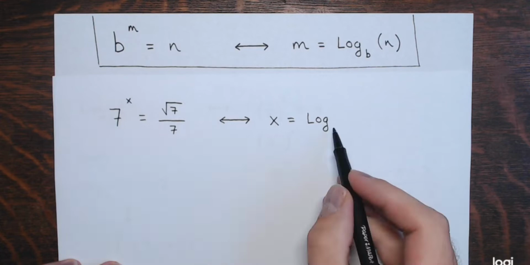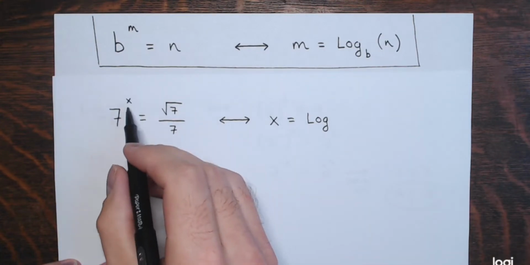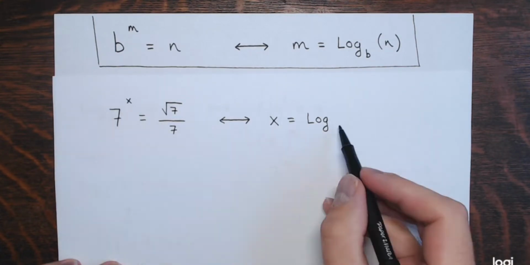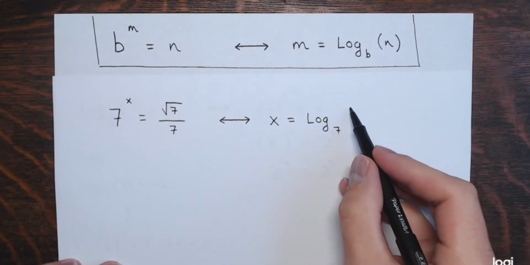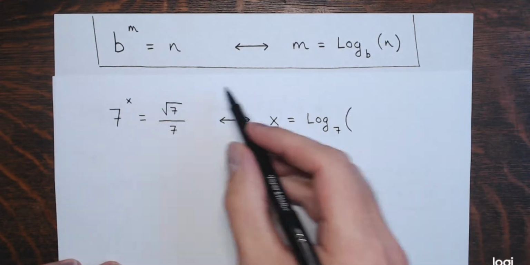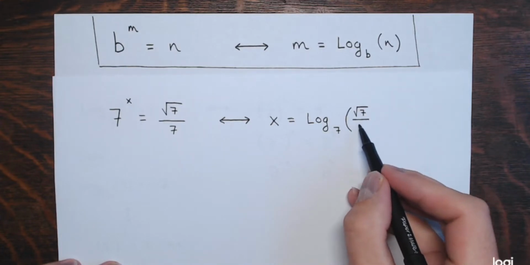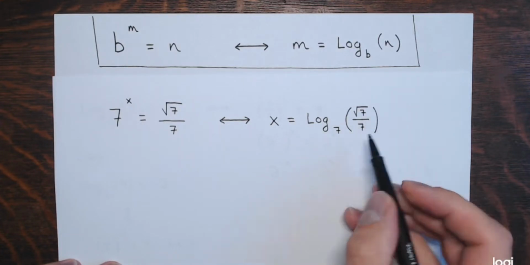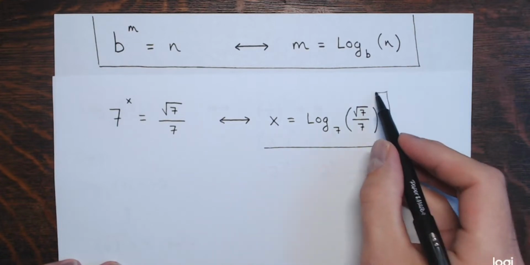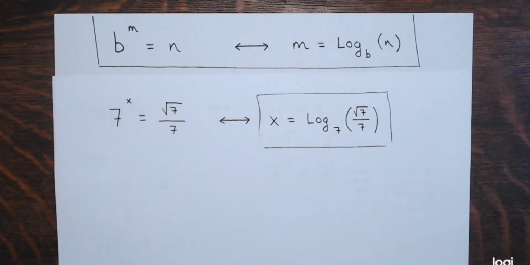Now the base on the log is the same as the base on the exponent, right? The base on x was 7. So log base 7 of, and then the number on the other side is the argument of the logarithm, right? The input of the log. And this is all they wanted us to do, right? Just change to an equivalent statement in logarithmic form.